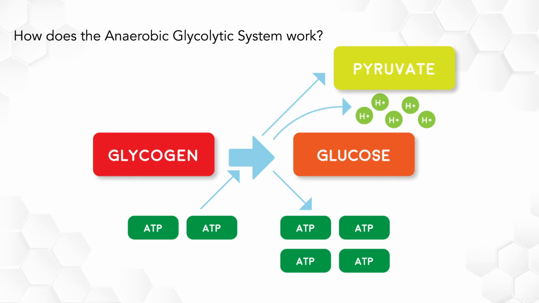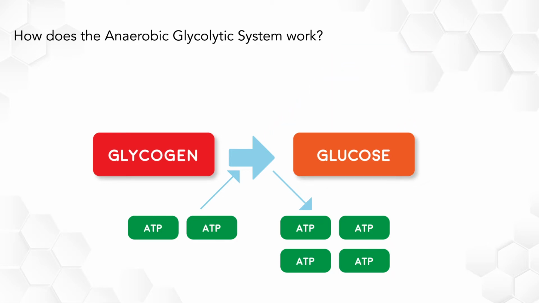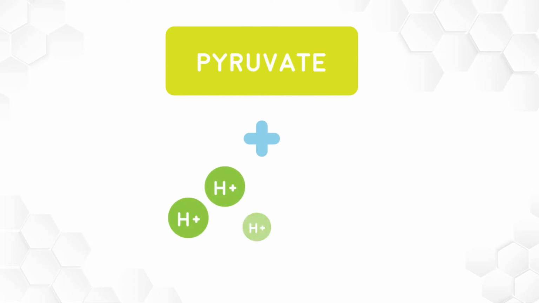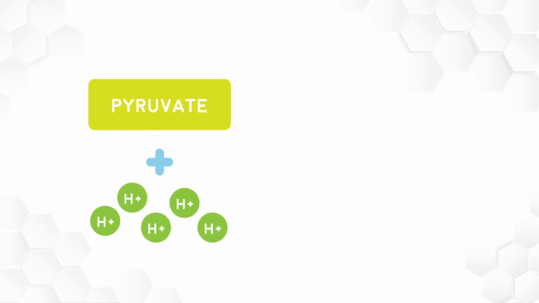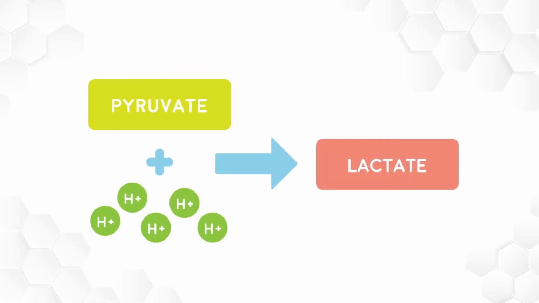Because this system is anaerobic, there isn't enough oxygen to break down pyruvate and synthesize any more ATP. This results in pyruvate binding with some of the hydrogen ions and converting them into a substance called lactate, which is completely different to lactic acid. Lactate actually acts as a temporary buffering system to reduce acidosis, the buildup of acid in the muscle cell, and no further ATP is synthesized.